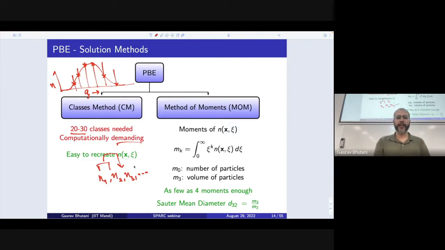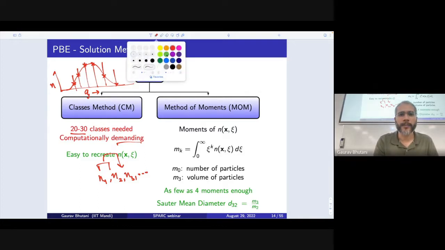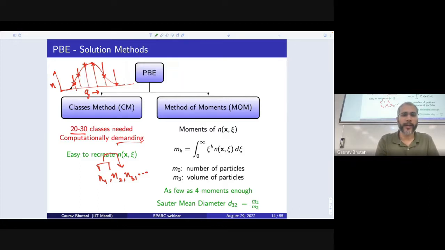But the good thing about that is, let me show you using a different color here. Let's say the red one, in this case distribution, was the initial distribution. Now after some time, at a given point in space, you see that this number of particles increased, these remained the same, this decreased, this increased. This is what we had. So now the distribution looks something like this.